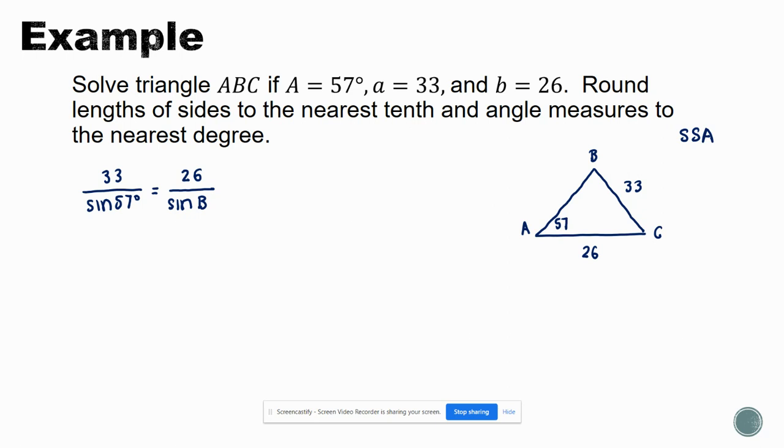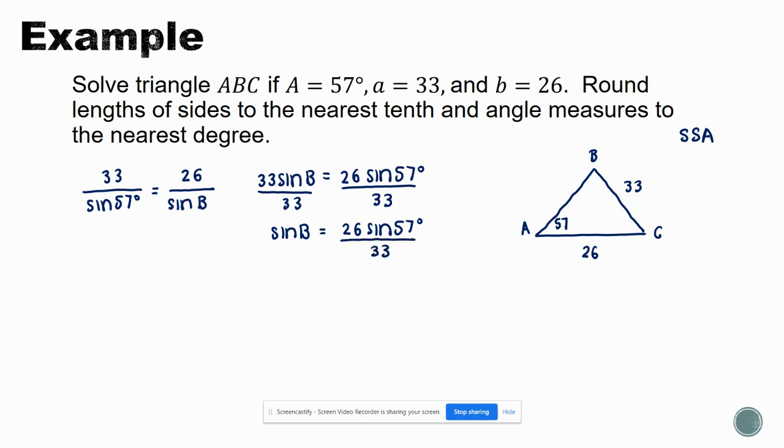So we're going to cross multiply. We'll get 33 times the sine of angle B equals 26 times the sine of 57 degrees. To get the sine of angle B by itself, we'll have to divide by 33. And then because we are trying to find an angle, remember what we can do is the inverse sine, and then we will type all of this into our calculator, making sure that we are very careful with order of operations. When I put it into my calculator, I want to make sure that I put the parenthesis after the 57, but before I divide by 33.